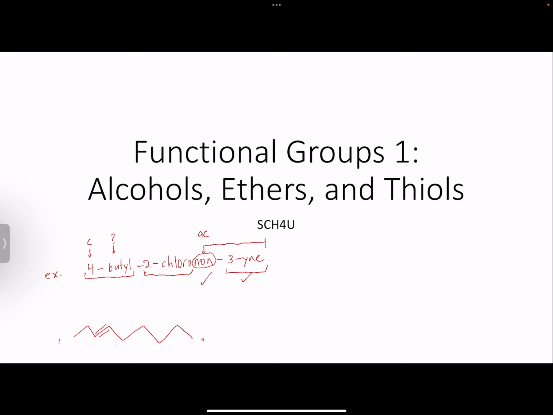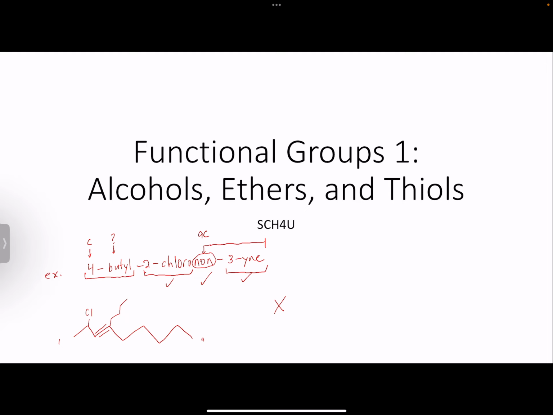I've taken care of the parent chain. Carbon 2 has a chlorine group on it. We've taken care of that. And carbon 4 now has a butyl group based on this name. So 1, 2, 3, 4. Now, this structure cannot exist.